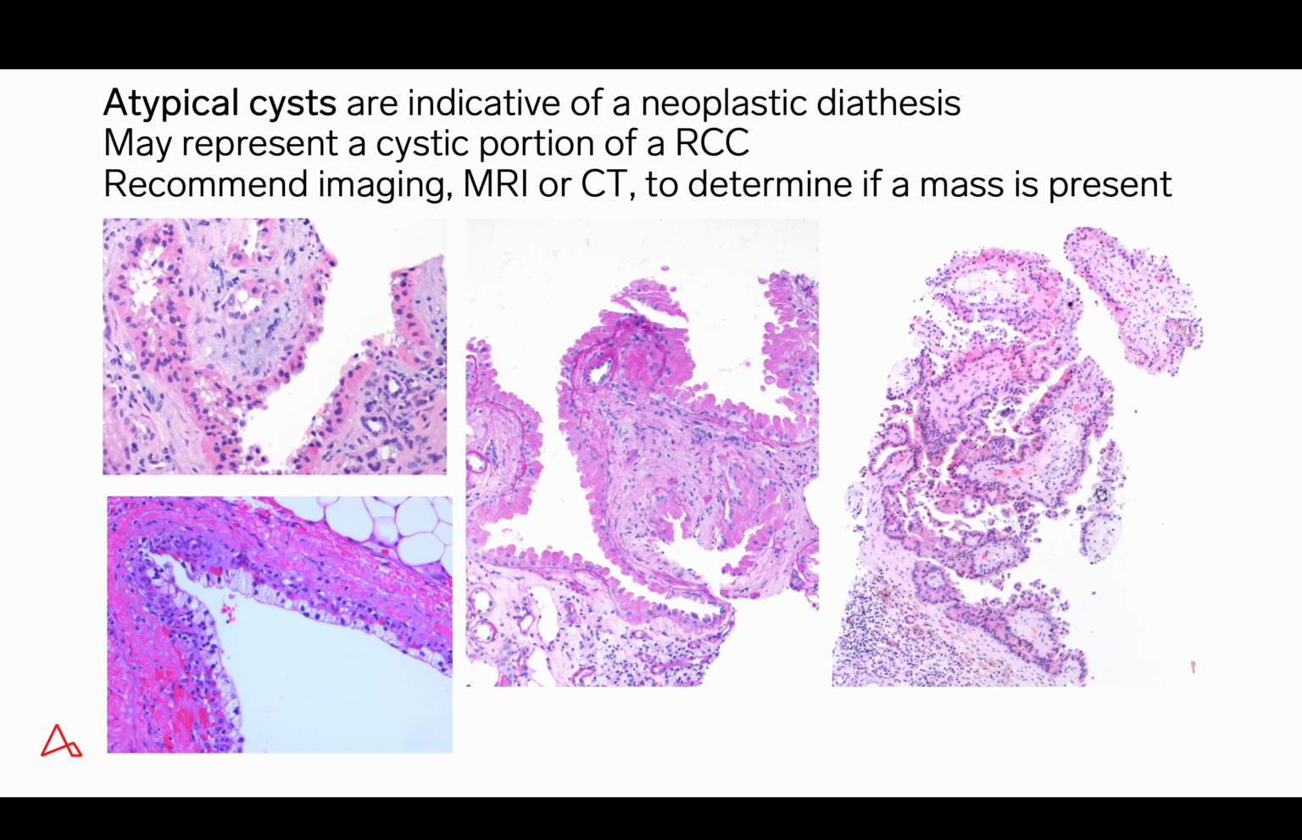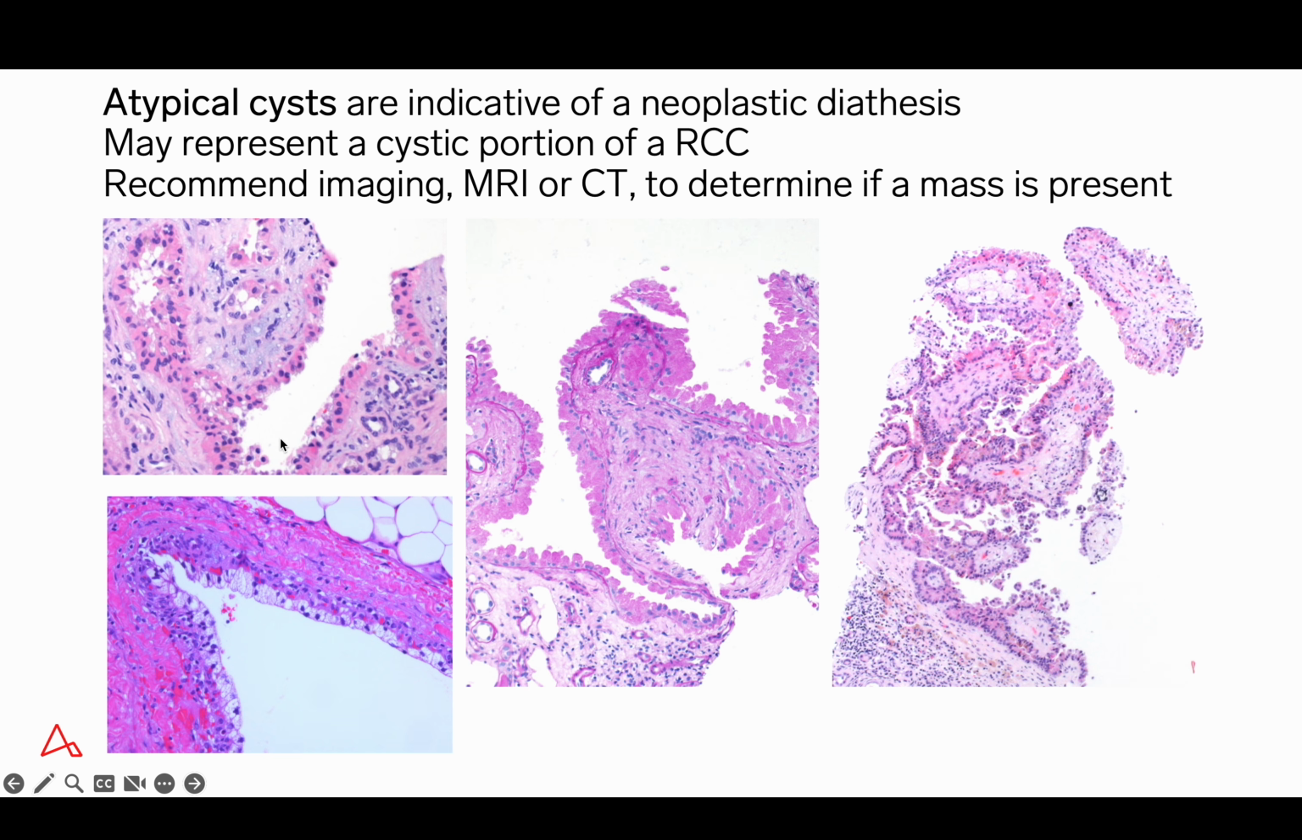These are additional examples of atypical cysts on renal biopsy. The cysts may vary a lot in their cytologic appearance. They can be composed of eosinophilic cells. They can be composed of clear cells or cells with foamy cytoplasm, and they can show architectural complexity.